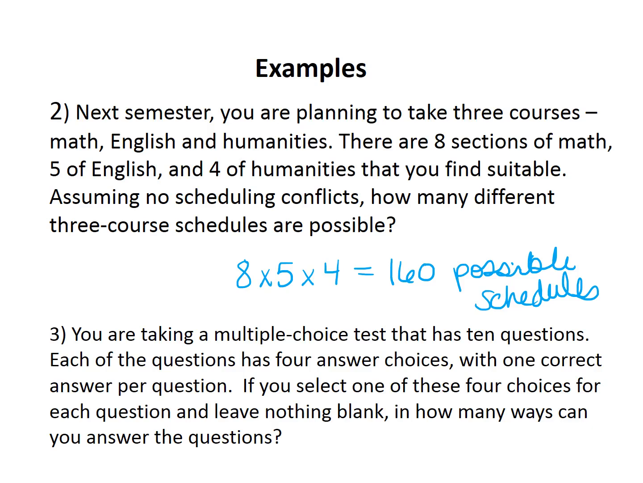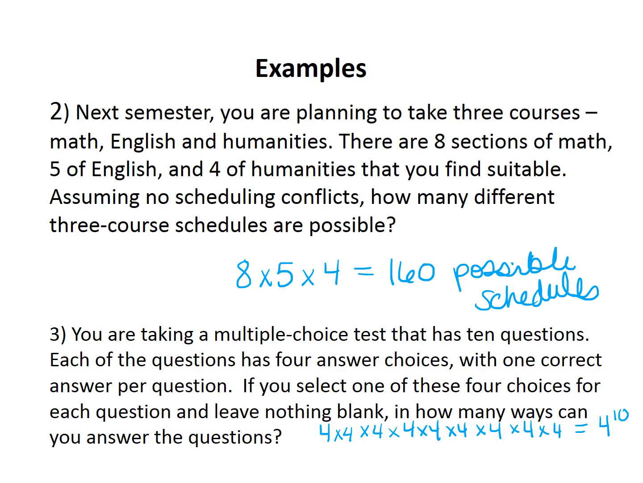If you select one of these 4 choices for each question and leave nothing blank, how many ways can you answer the questions? Well, it has 10 questions, so you can answer the first one in 4 ways, the second one in 4 ways, the third one. So you would have to multiply 4 together 10 times. 1, 2, 3, 4, 5, 6, 7, 8, 9, 10. And another way of writing 4 multiplied 10 times is 4 to the 10th power.